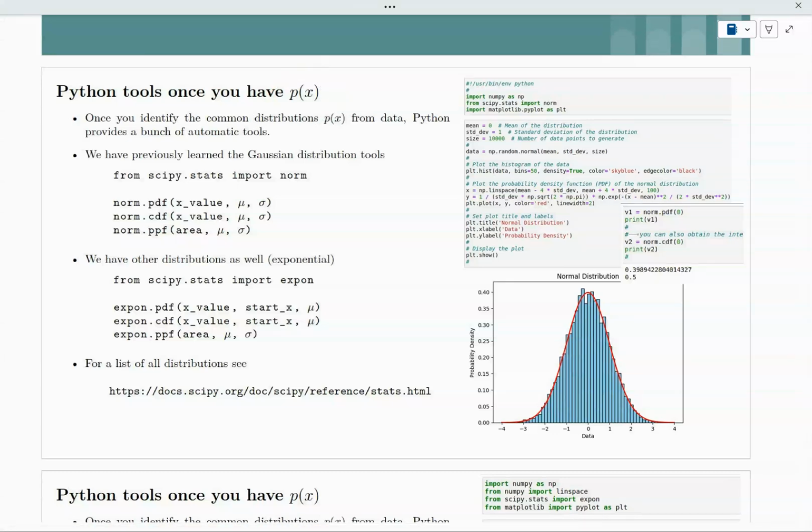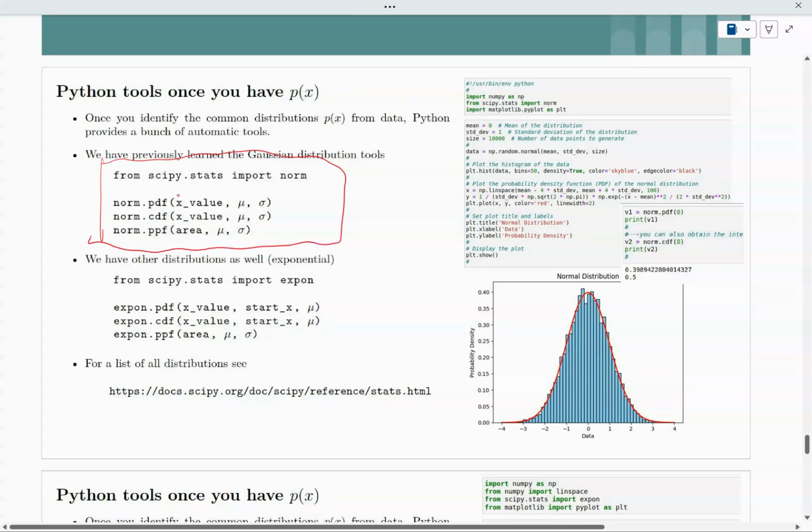All right, so once you have identified the probability distribution P of X mathematically, you can then use SciPy to do various things. You can essentially do the PDF, so the equation, as long as you know the mean and the standard deviation. You can do the CDF, and you can do the PPF, which we've done all these before.